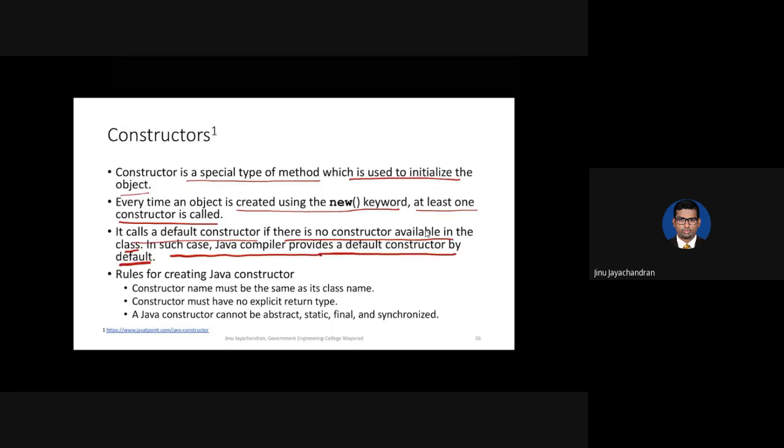Now, rules for creating a constructor. The name of the constructor must be the same as its class name. And a constructor must not have a return type. Okay, and a Java constructor cannot be abstract, static, final, and synchronized. So we will see what these terms are later. But the important part is that the name must be the same as that of the class name, and the constructor must have no explicit return type. Okay, not even void.